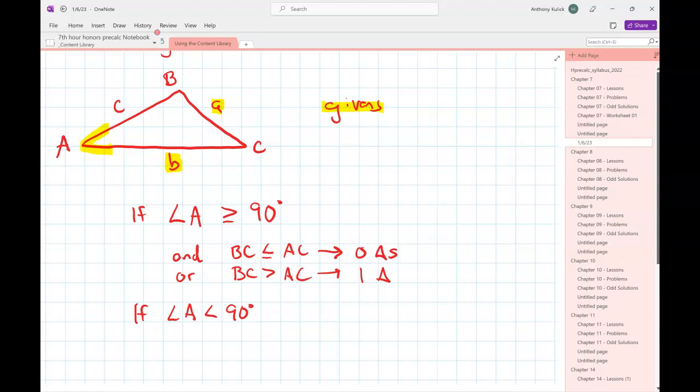All right, what if angle A is less than 90 degrees? What kind of triangle do we have there? An acute. How many acute angles can a triangle have? Well, it could have one, it could have 2 or 3, right? Okay. Do I know that angle A is the biggest angle? Do I know it's the smallest angle? Do I know anything about the size of angle A relative to the other angles in my triangle? No. So this is the hard one.